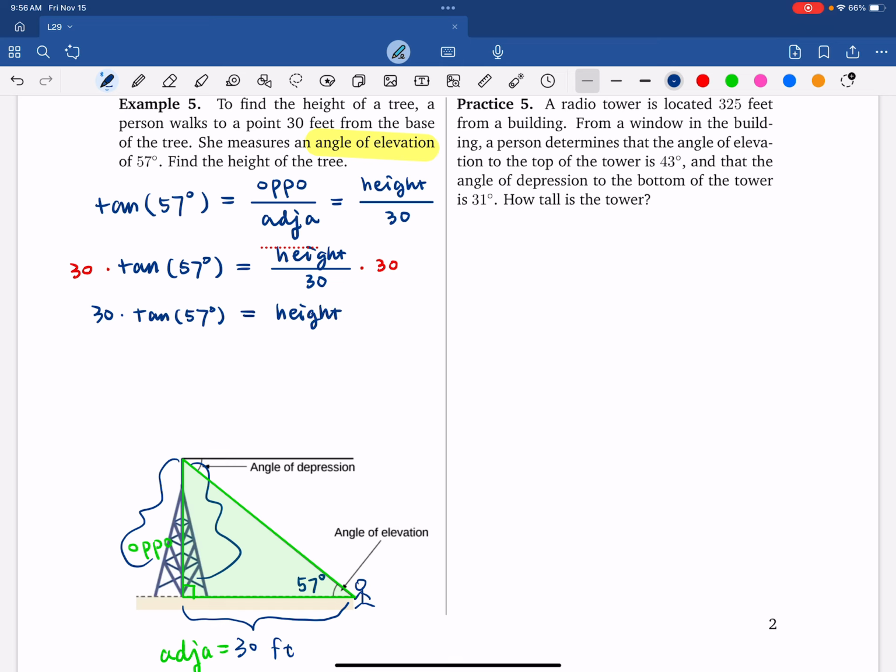And then you need to use your calculator, calculate what's tangent of 57 degrees times 30. Make sure that your calculator is set to use numerical degrees. If you're using radians, then you have to convert 57 degrees to radians and then plug into the tangent function. I'm going to give you the answer right here. If you calculate it correctly on your calculator, you should get 46.20 approximately. That's the height of the tree. And of course, let's add the unit as well. The unit is feet.